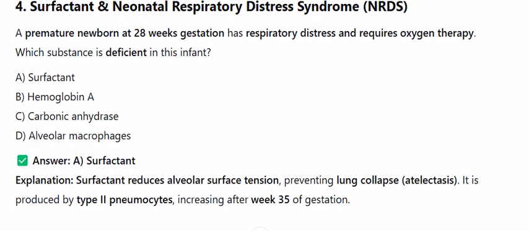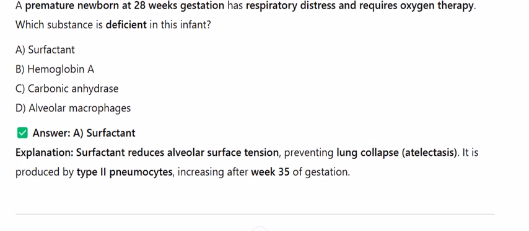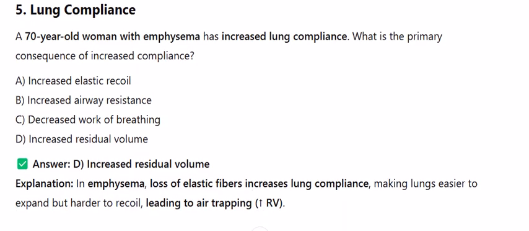Explanation. Surfactant reduces alveolar surface tension, preventing lung collapse (atelectasis). It is produced by type 2 pneumocytes, increasing after week 35 of gestation. 5. Lung compliance. A 70-year-old woman with emphysema has increased lung compliance. What is the primary consequence of increased compliance? A. Increased elastic recoil. B. Increased airway resistance. C. Decreased work of breathing. D. Increased residual volume. Answer: D. Increased residual volume.